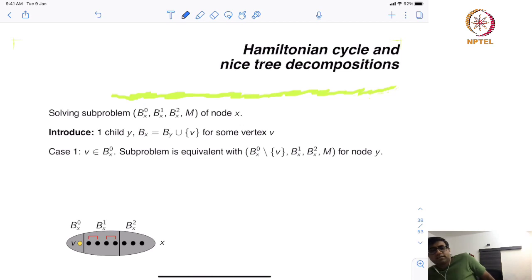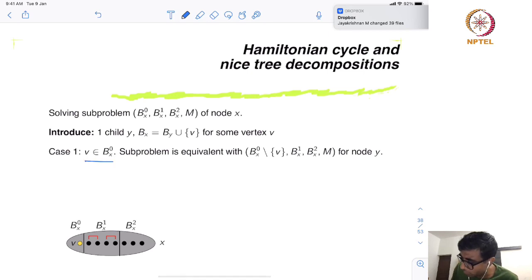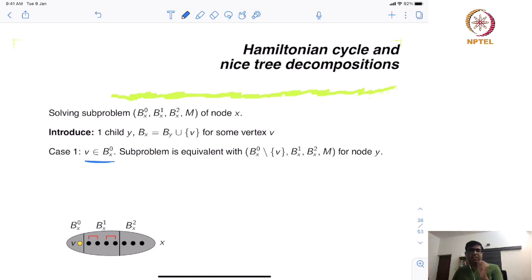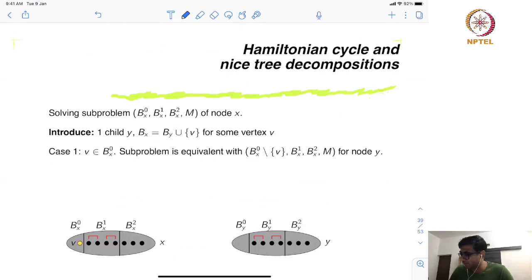Okay. So now let's look at the introduced node. An introduced node will have several cases. The easy case is that V has degree 0. Then you are looking for a pattern without this vertex, because this vertex V does not appear in the path system that we are looking for below. So you put Bx0 minus V, Bx1, Bx2 for node Y, and that's it. So if you look at this and it is 1, then you put 1, otherwise you put 0.